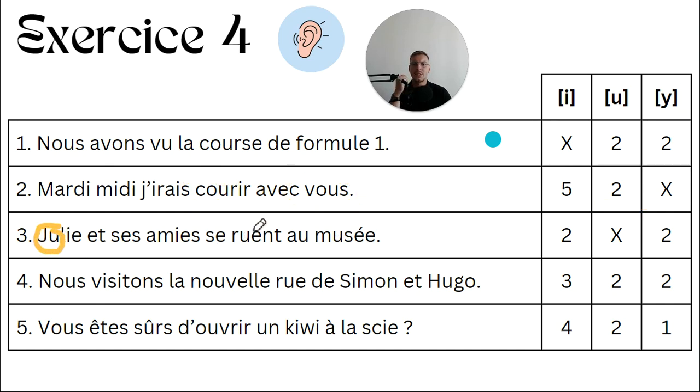Julie et ses amis se ruent au musée. Oh man, sorry about this. Should be 3 here. My mistake. Sorry about this. No one's perfect, huh? Julie et ses amis se ruent au musée.